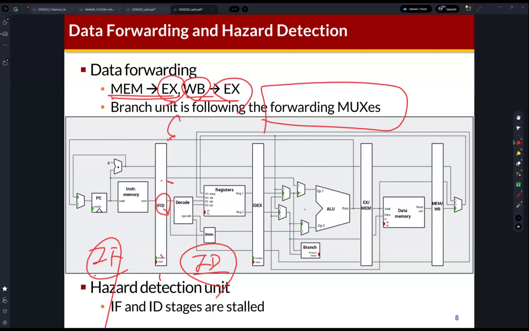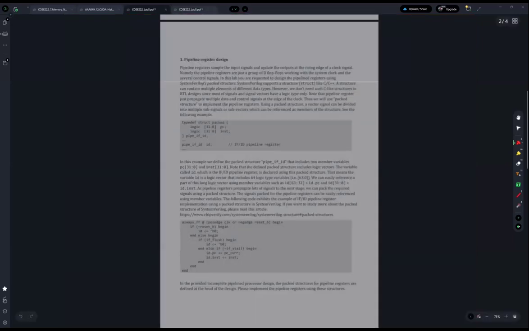Okay, so I explained about the lab assignment. Any question? No question.